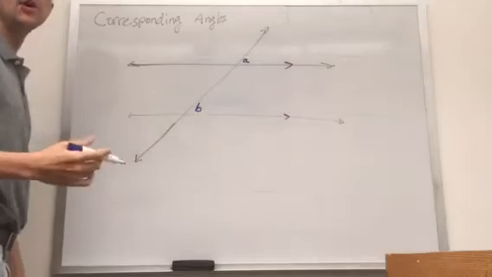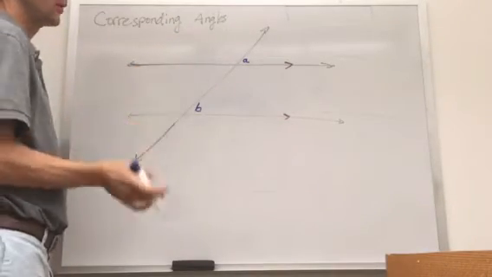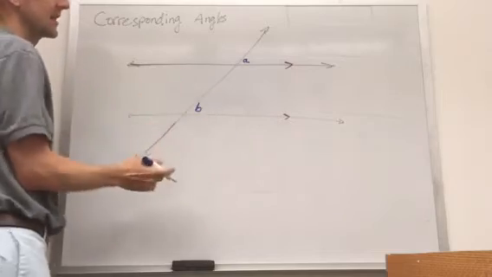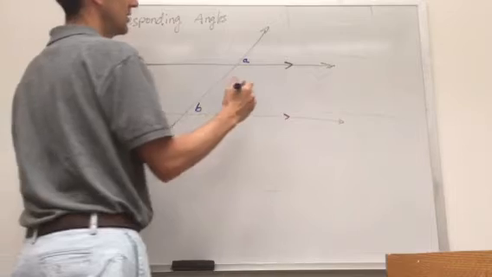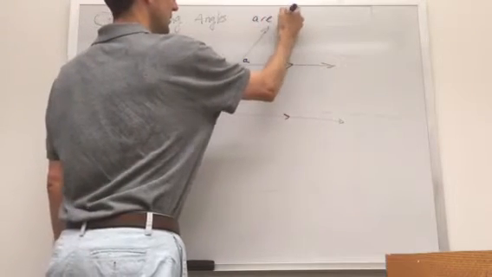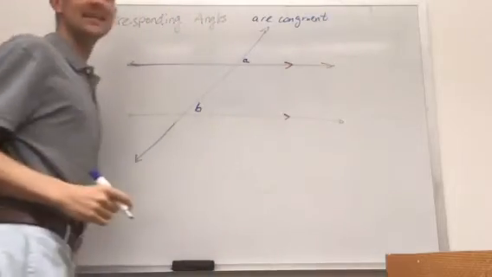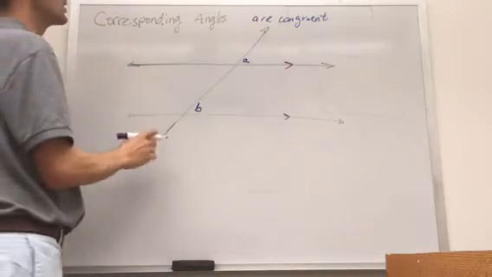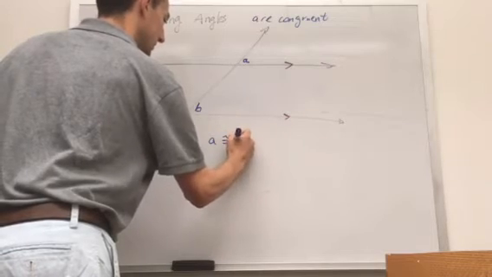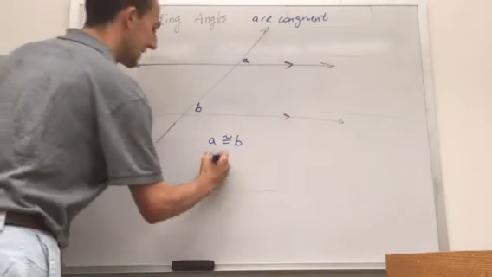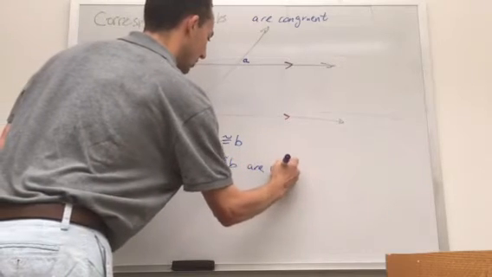And what we need to know is that corresponding angles that are formed with parallel lines intersected by another line, corresponding angles are congruent. Meaning they are exactly the same measure. So we would say that A is congruent to B, and we would say that A and B are corresponding angles.